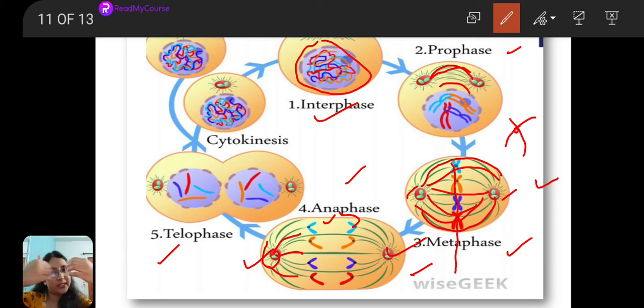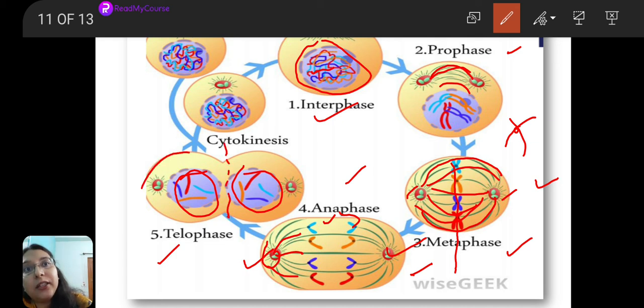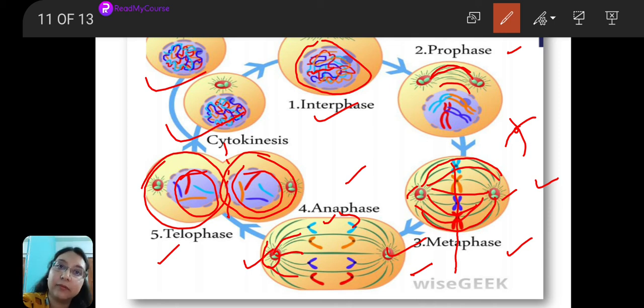Okay. Finally, in the telophase, what we are noticing is that there is a complete separation of the chromatids. The sister chromatids have separated completely. The nuclear envelope again starts reappearing. See, the nuclear envelope has started reappearing. Then the cytoplasm is undergoing division and ultimately 2 individual cells are being formed. I hope you have understood it. I'll repeat the whole process once again.